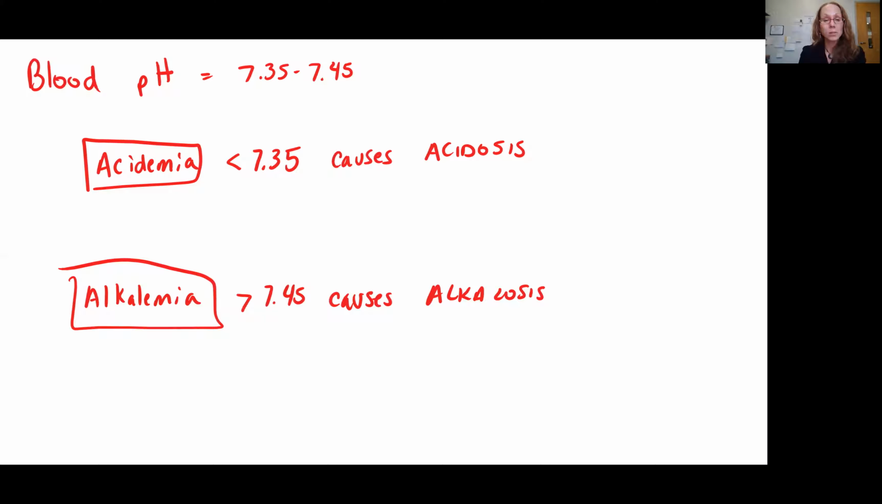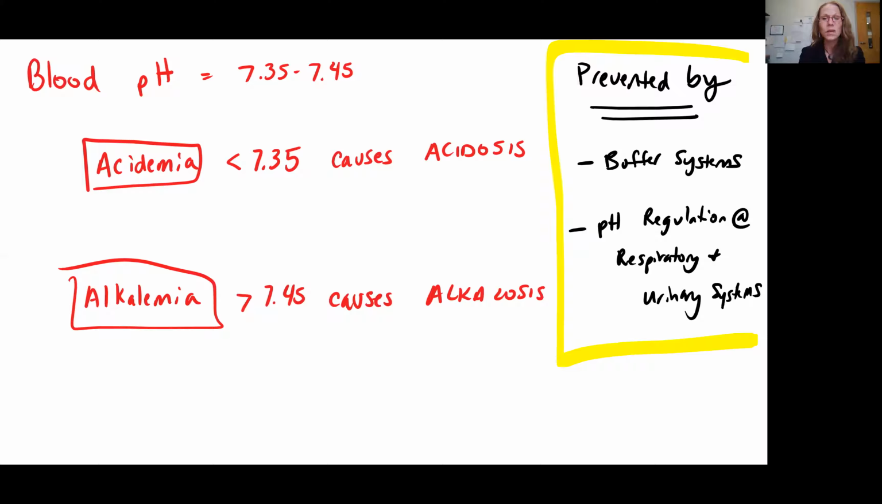If you are less than 7.35, that is considered to be too acidic for your blood. So it's a condition called acidemia, and that's going to cause the physiological changes known as acidosis. So the term acidosis is talking about the physiological result of acidemia. The reverse of this is alkalemia, which is happening if your pH is higher than 7.45, and this would cause the physiological condition called alkalosis. Now, these should be prevented by buffer systems as well as regulated by the respiratory and the urinary system so that we don't have large changes in pH happening in our bodies.